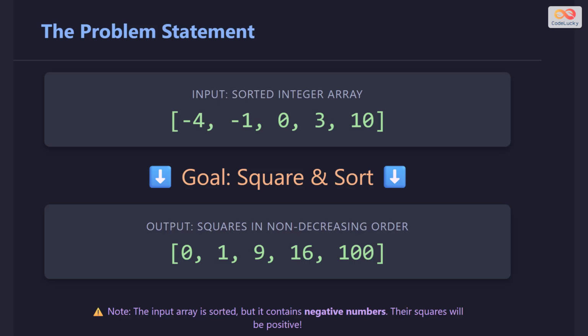Here is the challenge. We are given an array of integers that is already sorted in non-decreasing order. However, it contains both negative and positive numbers. Our goal is to return a new array containing the squares of each number, also sorted in non-decreasing order. Notice how negative 4 squared becomes positive 16.